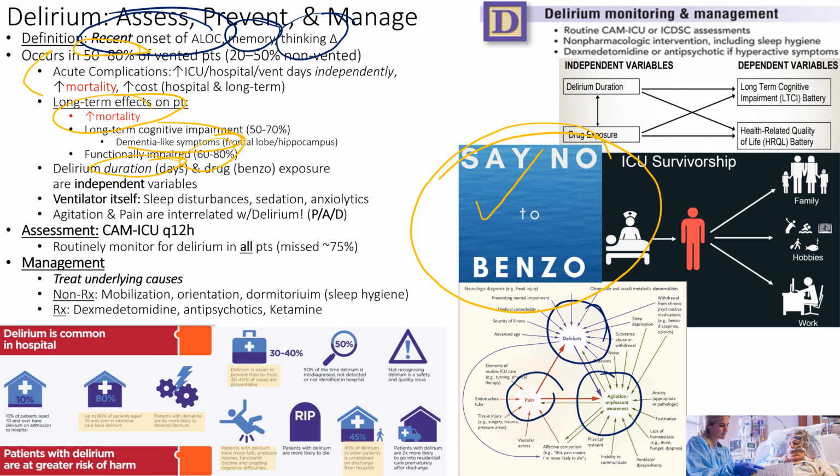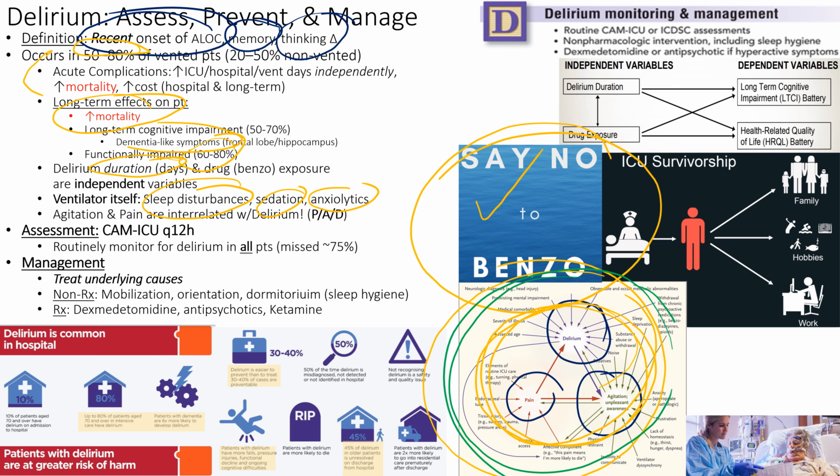The ventilator itself causes delirium. They have sleep disturbances. Sedation will do it. The anxiolytics will do it as well. And agitation and pain. These things are all interrelated. They're all going to contribute to delirium, and delirium contributes to agitation, and agitation leads to pain, and more pain leads to, it's all a downward spiral. And then we introduce any one of these procedures in the periphery here, and that's going to cause an even more exponential increase in the delirium.